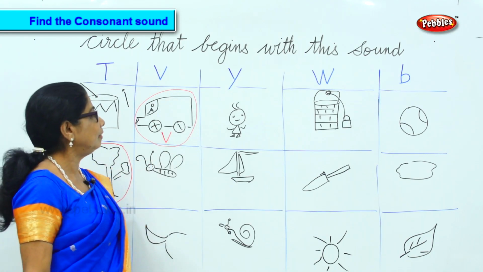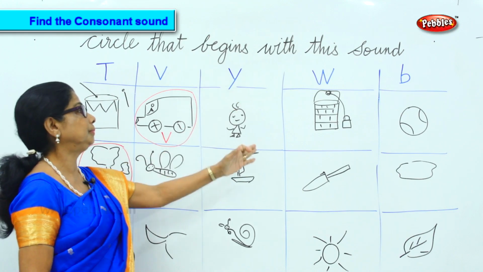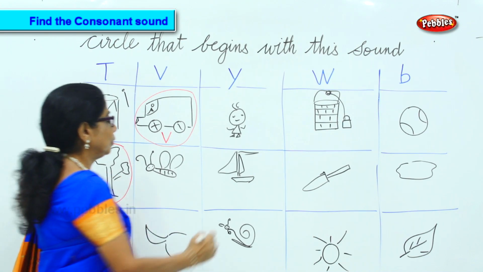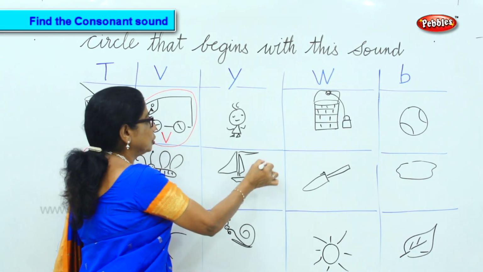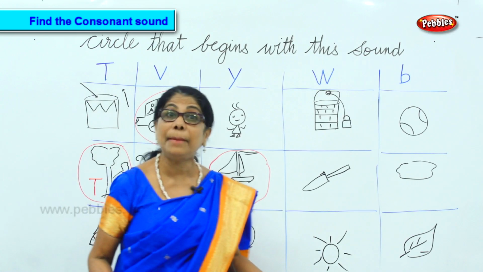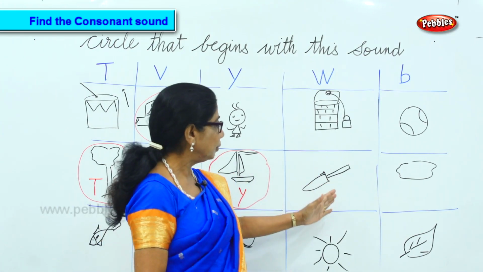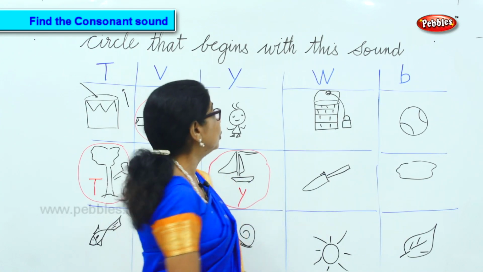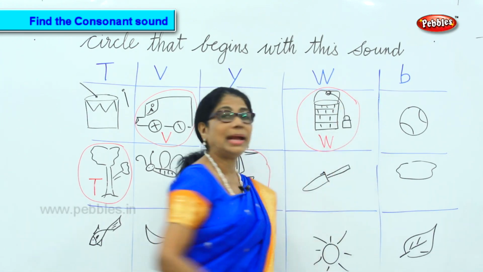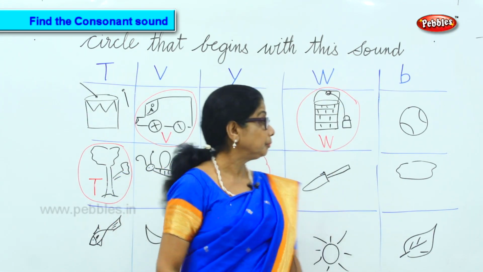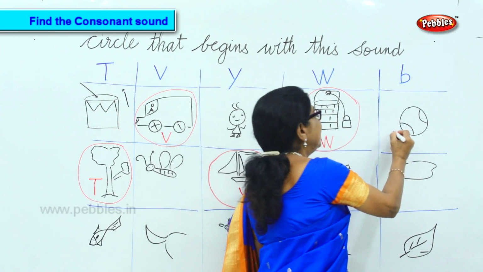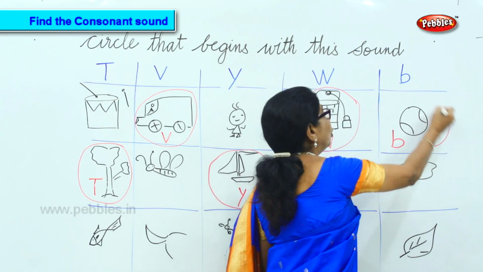Alright. Next we have yo-yo. You have a girl here, yacht here, we have a snail here. So Y for yacht. Circle yacht. The next we have W. You have well, you have a bat, you have sun. So you have well, W. Very good. And the last one, the sound is B. You have ball, you have a cloud and leaf. So you have B for ball.